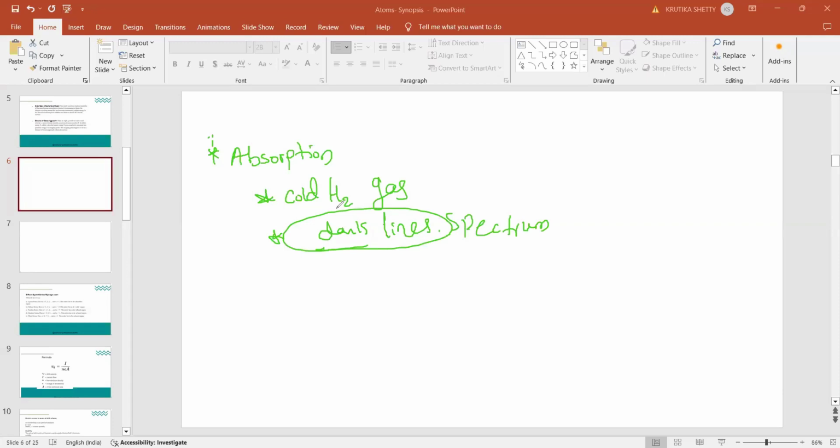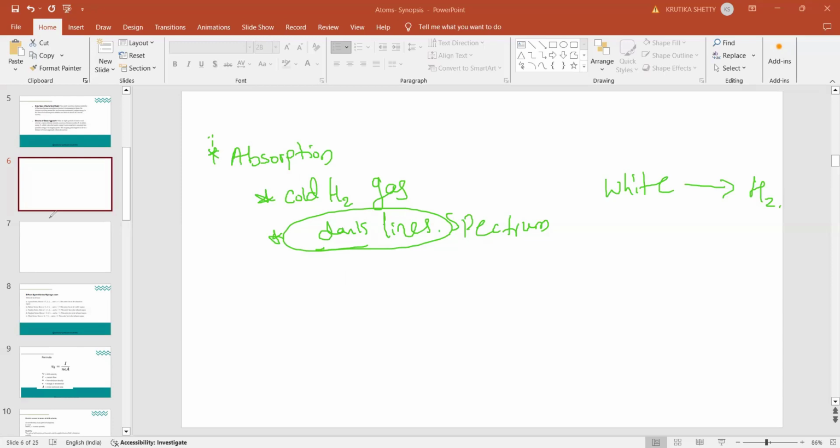Tomorrow I'll show you how this absorption spectrum and the emission spectrum look. I'll display those diagrams. In the emission diagram, we have both the bright and the dark lines. In the absorption spectrum, we have only the dark lines. The difference is that here white light is passed through cold hydrogen gas, and then we see the absorption spectrum. Is it clear, students?